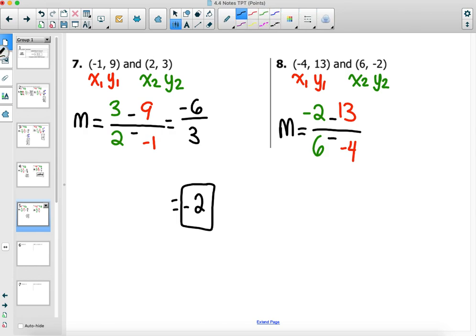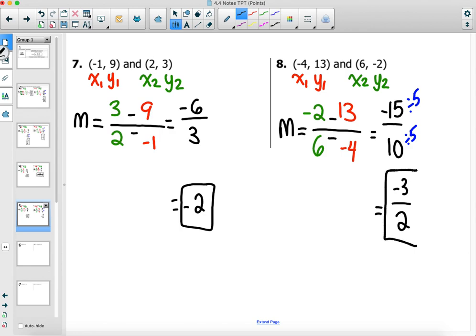We then simplify. -2 minus 13 is -15. 6 minus a -4 for this one is 10. I can divide both 15 and 10 by 5. And what it reduces to is -3 over 2 for my slope.